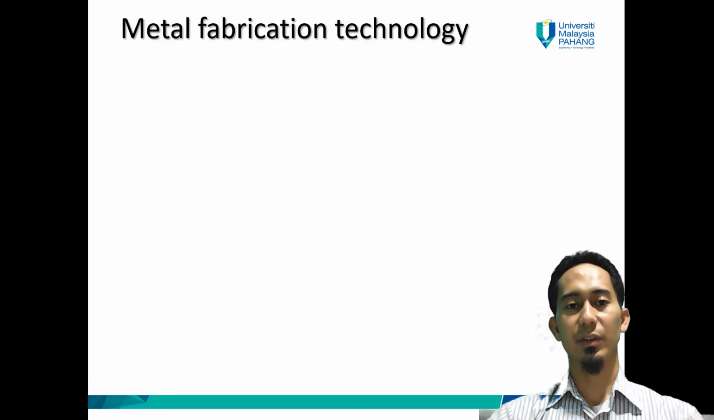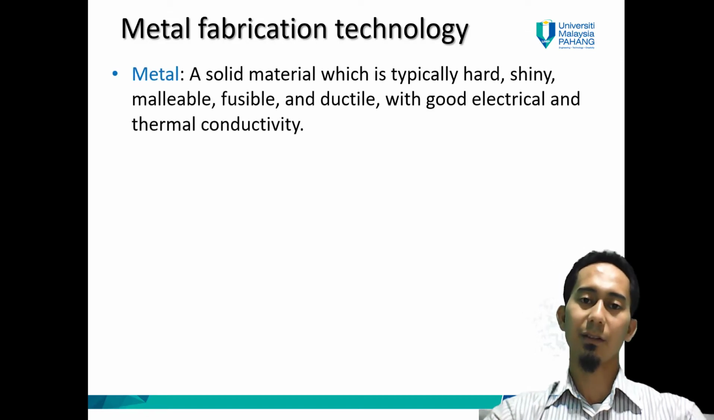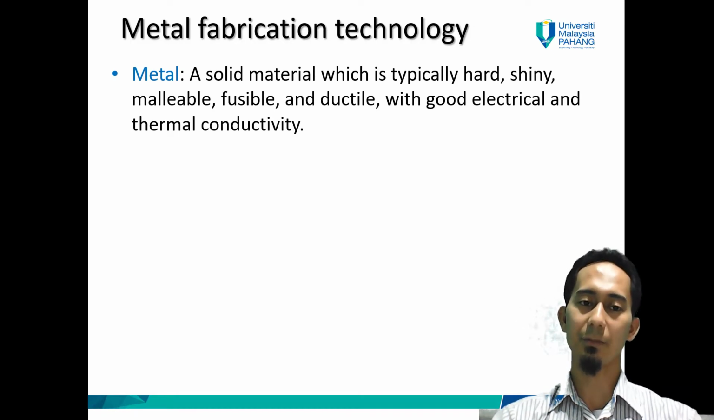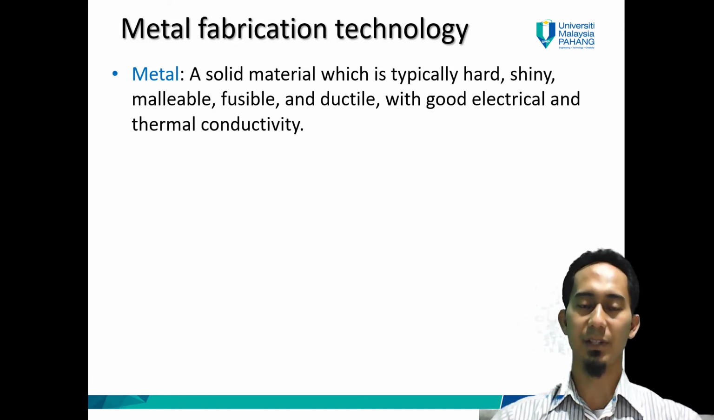First of all, let's look into this term, metal fabrication technology. So what is metal, what is fabrication, and what is technology? So metal by definition is a solid material which is typically hard, shiny, malleable, fusible, and ductile with good electrical and thermal conductivity. So these are some of the general characteristics that metals possess in order for us to easily identify it.